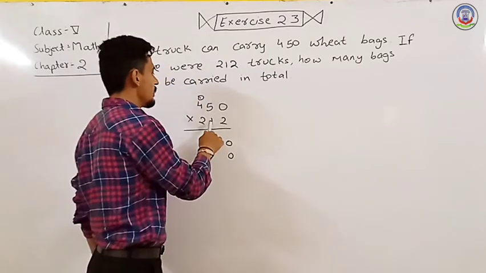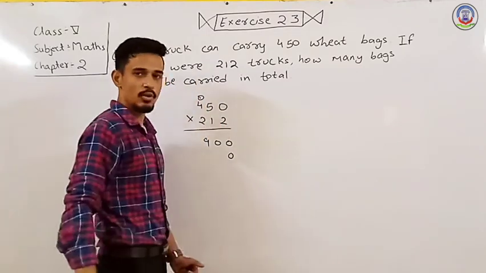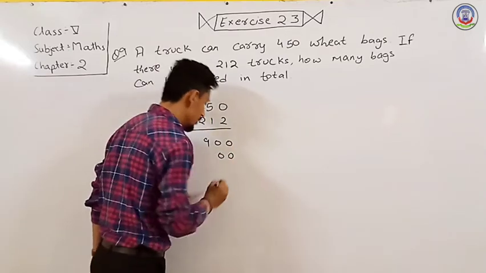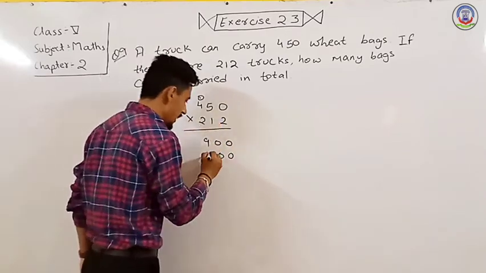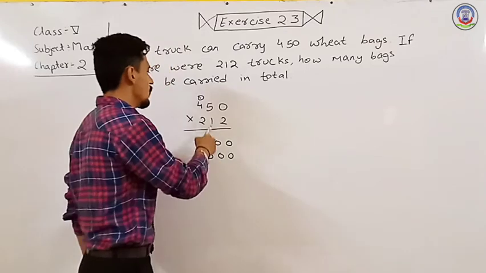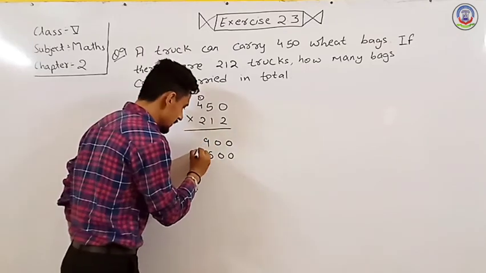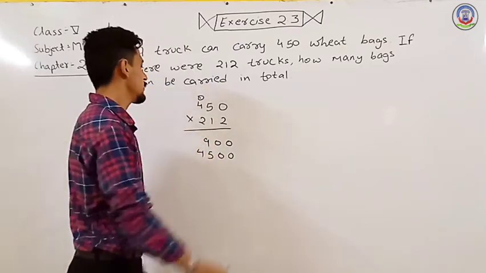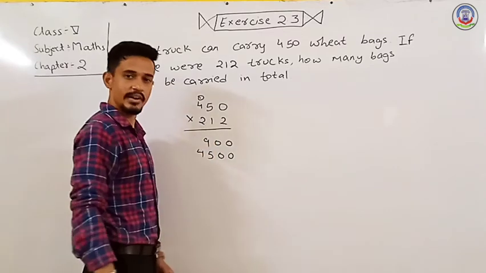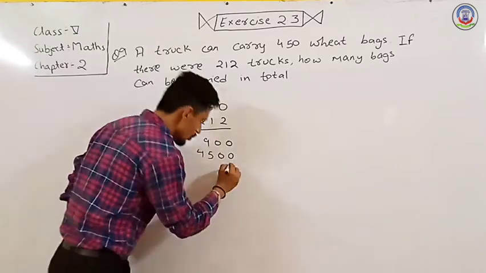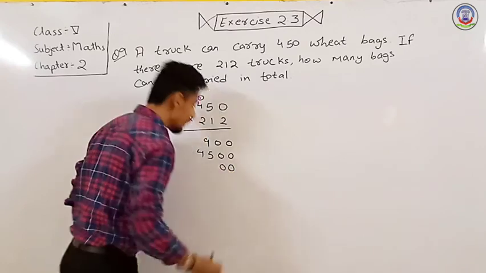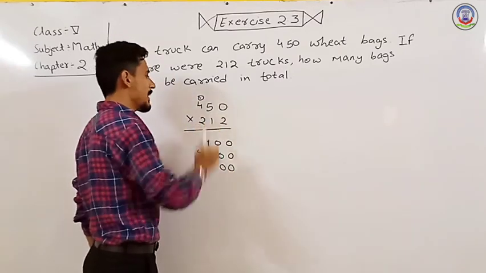Now starting 1 multiply 0. So it is 0. 1 multiply 5, it is 5. 1 multiply 4, it is 4. Next we have 2. It is in hundreds place. So we put 2 zeros. 1, 2. Next we have 2 multiply 0.